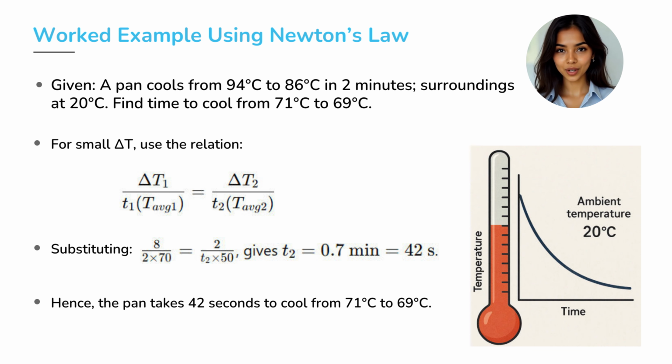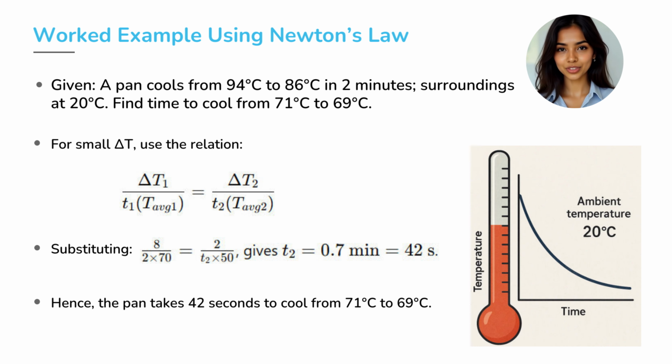Change in temperature 1 divided by (time 1 multiplied by average temperature 1) equals change in temperature 2 divided by (time 2 multiplied by average temperature 2). Substituting the numbers, 8 divided by (2 multiplied by 70) equals 2 divided by (T2 multiplied by 50). Solving this gives T2 equals 0.7 minutes, which is about 42 seconds. So, our hot soup takes around 42 seconds to cool those last 2 degrees.